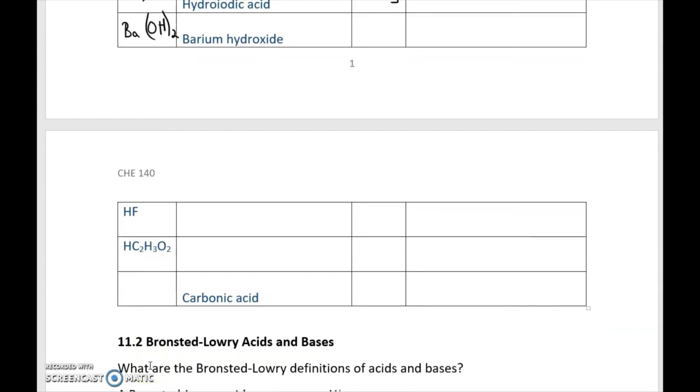Write neutral compounds only. And this is an acid. It's hydrofluoric acid. Add the ic and acid. This is an acid, a well-known acid. It has a common name, though, that's used. This is acetic acid, otherwise known as vinegar. And carbonic acid is another common name. It's an acid that you'll run into frequently.